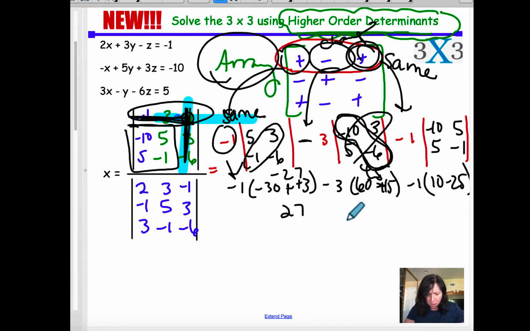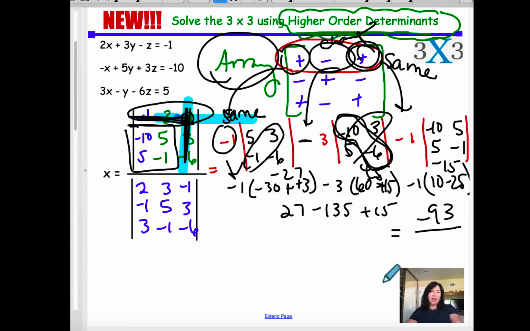So I'm just going to, you guys know this in your head here. 135, and then minus this stuff. So negative 10 minus 25 is negative 15. And then minus negative 15 is plus 15. So let's see what we get. I get negative 27 minus 135, add 15. Negative 93 is my numerator for my x. Okay, right on. So we've got that value so far.